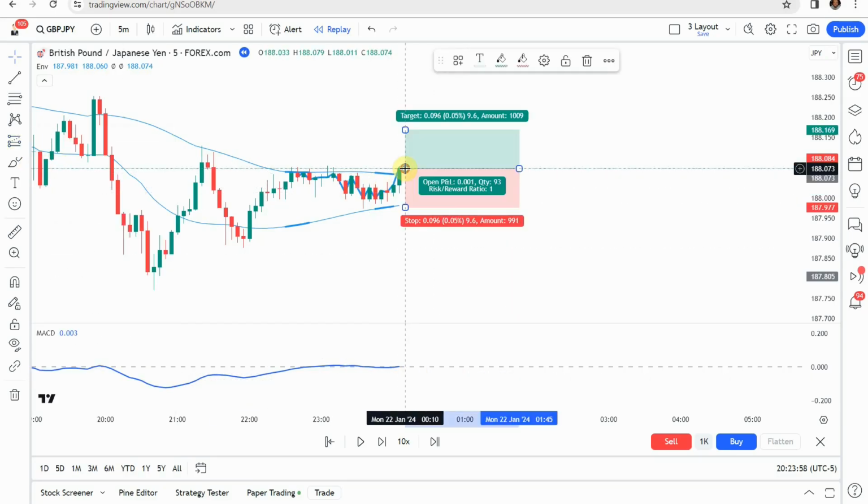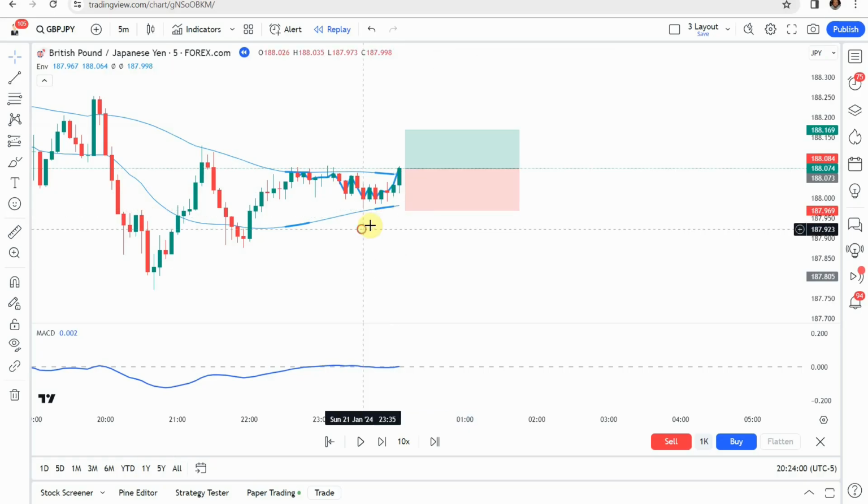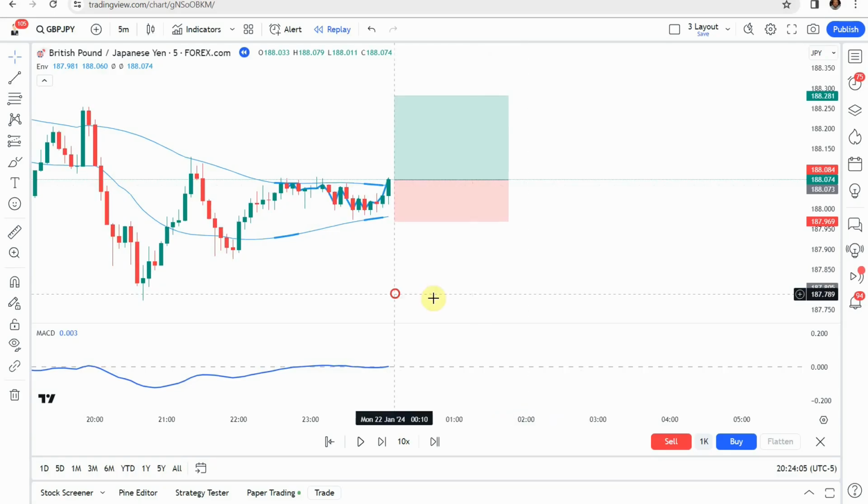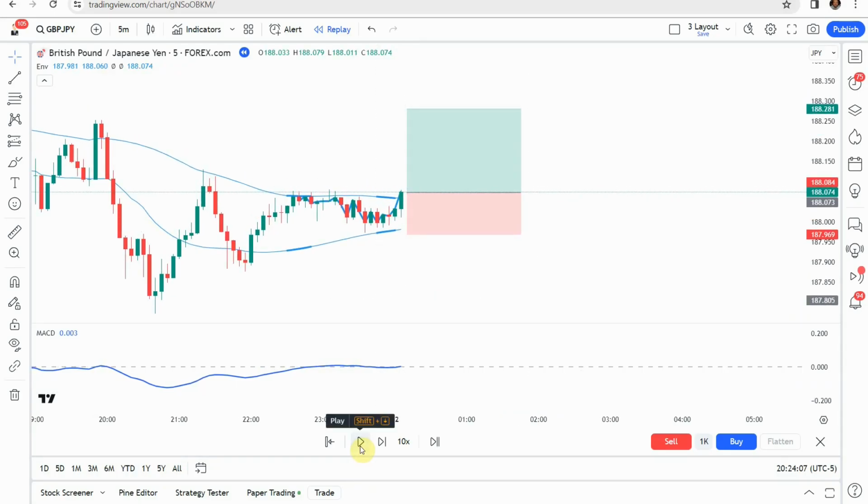Once all those line up, we then take a long trade right there, set a long position, and we're going to target that 1 to 2 risk reward just like before. Let's go ahead and play this one forward and see what we get.